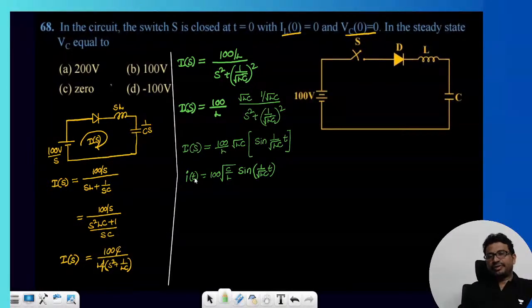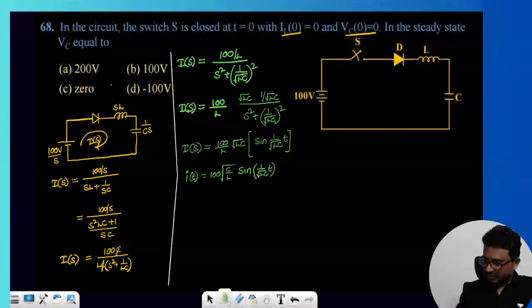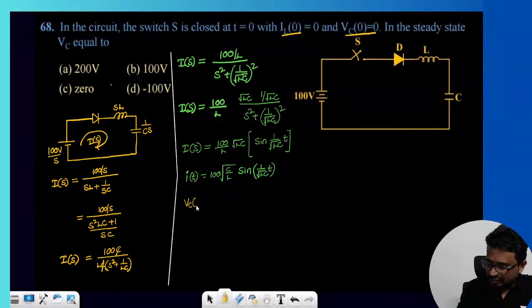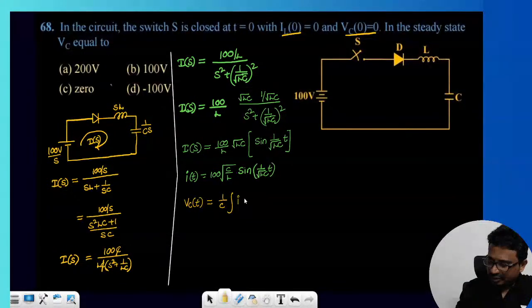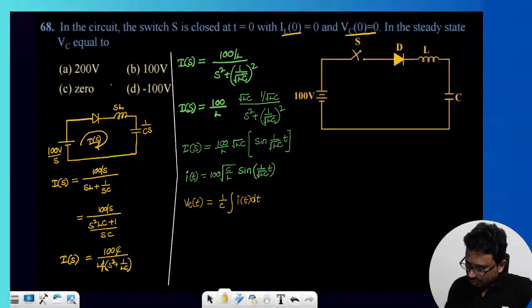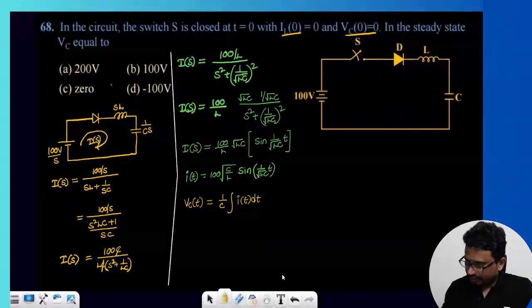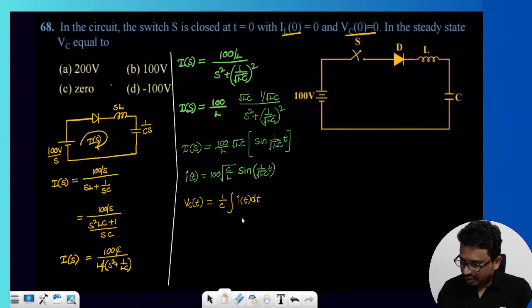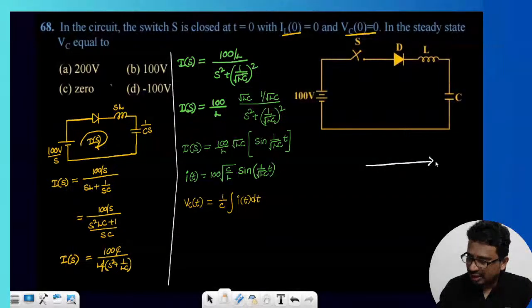Now they are asking to find the voltage. So how can we get the voltage from this current? The voltage Vc of T should be equal to 1 by C integral of I of T into dt, the capacitor voltage. Now here we need to see the limits. So how is this current I of T? It should be a sinusoidal wave.